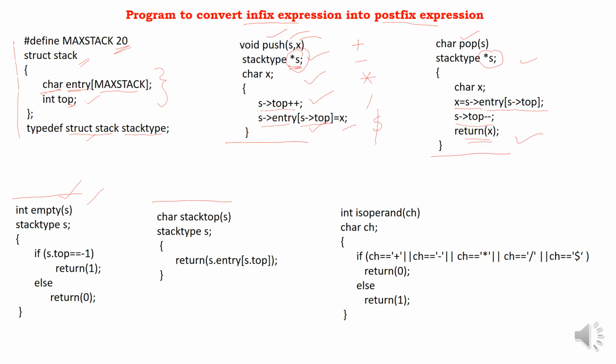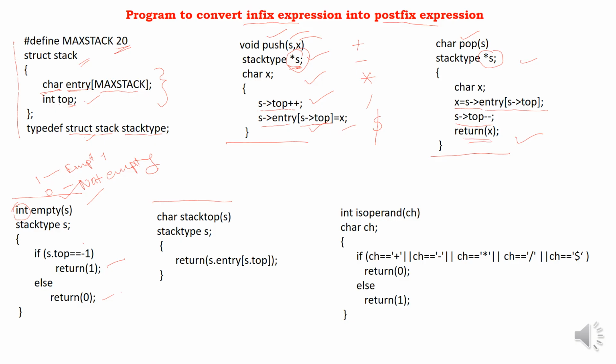Then empty stack. Empty means empty of stack. We are going to check whether the stack is empty or not. So this empty function returns either 1 or 0. It returns 1 if the stack is empty, and it returns 0 if the stack is not empty. It is returning an integer. What is this integer? It may be 1, it may be 0. So how is it returning 1, how is it returning 0, let me explain. If top is minus 1, it returns 1, otherwise it returns 0. Top is minus 1 is the stack empty condition. So if top is pointing to minus 1, it returns 1: yes, it is empty. Otherwise it returns 0, not empty.